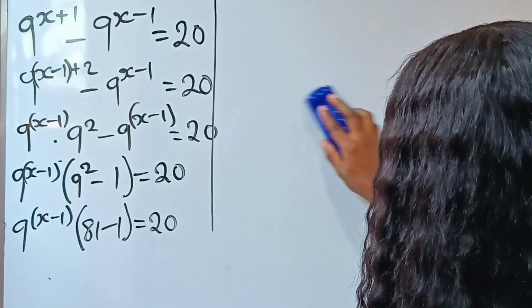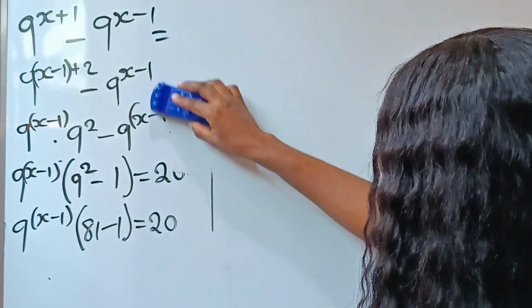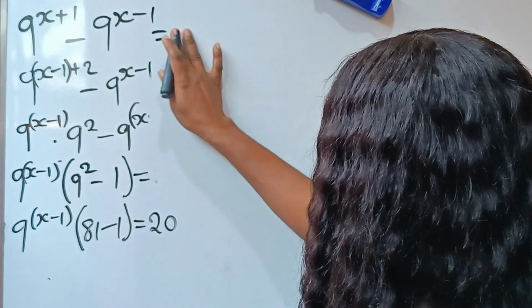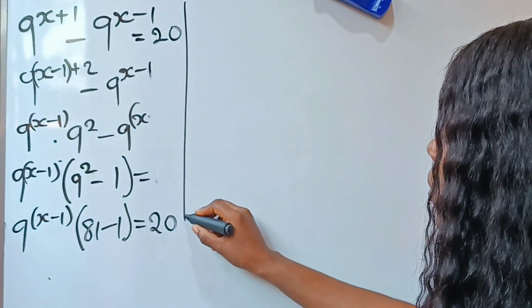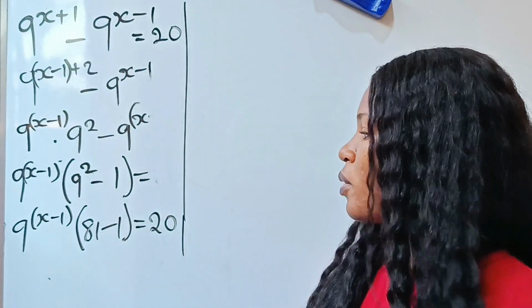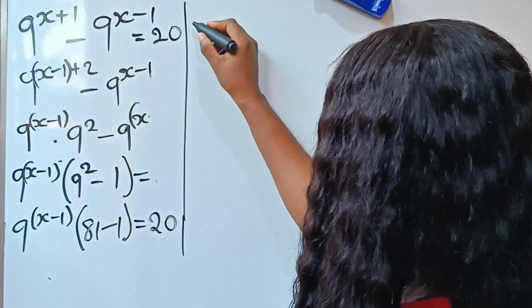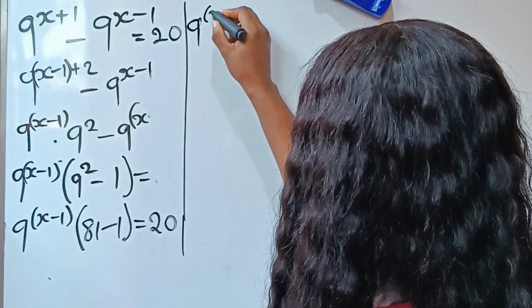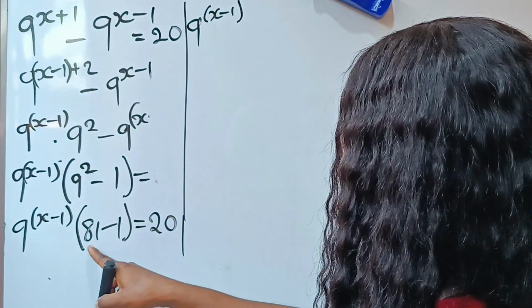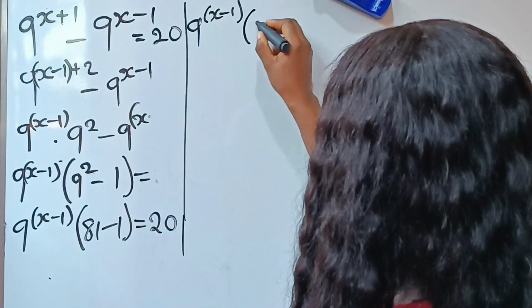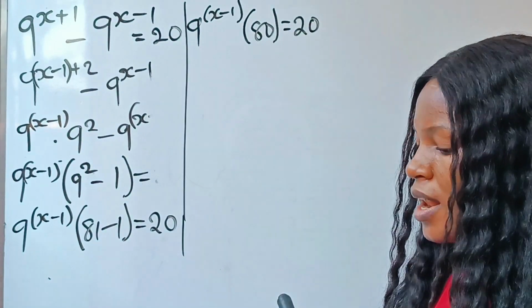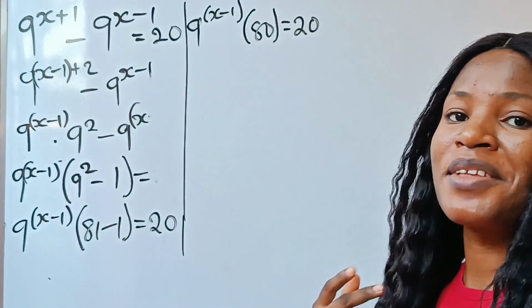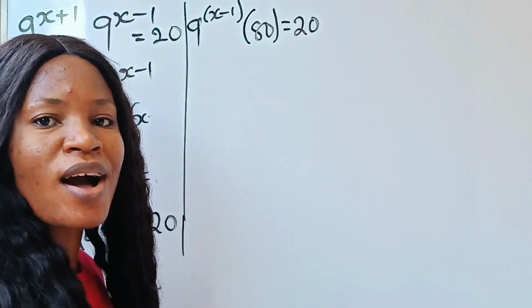Okay, we continue. Permit me to clean part of this because I want to have more space so that I will be able to manage my board very well. Now we have 9 to the power of x minus 1. Now 81 minus 1 will give us what? 80 is equal to 20. Now let's bring this 80 to this side of the board. Let's go ahead and do that.